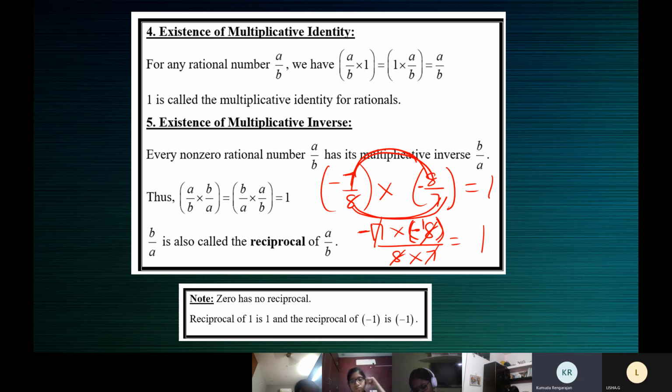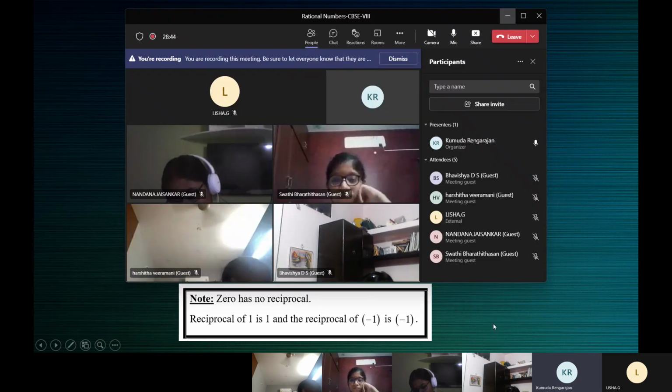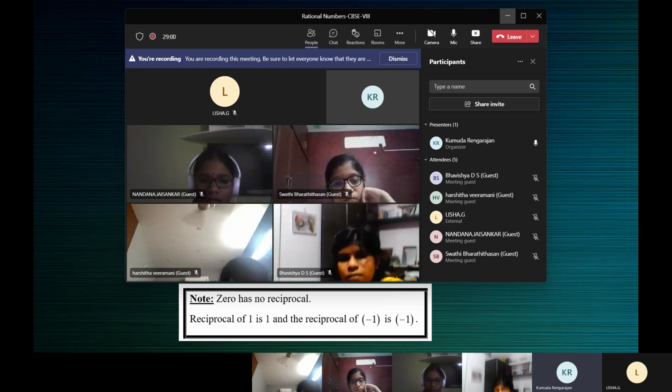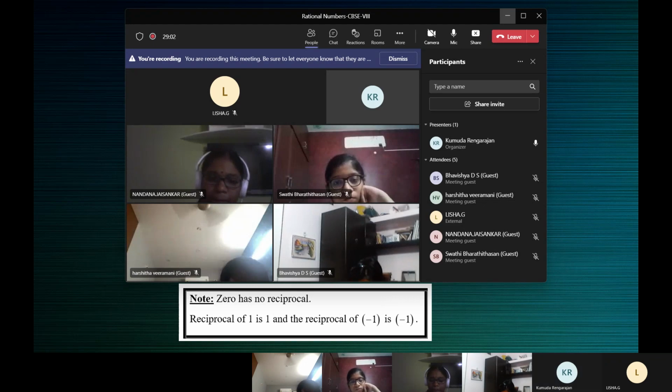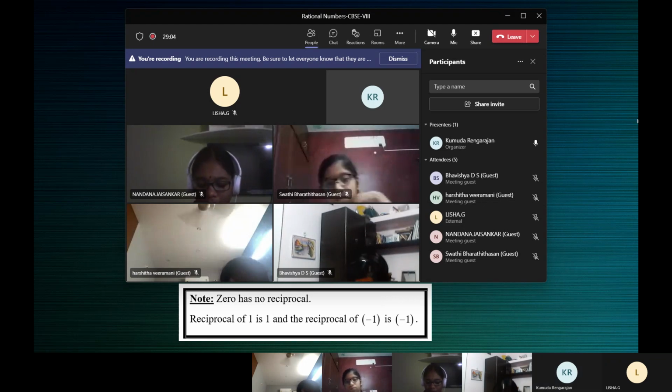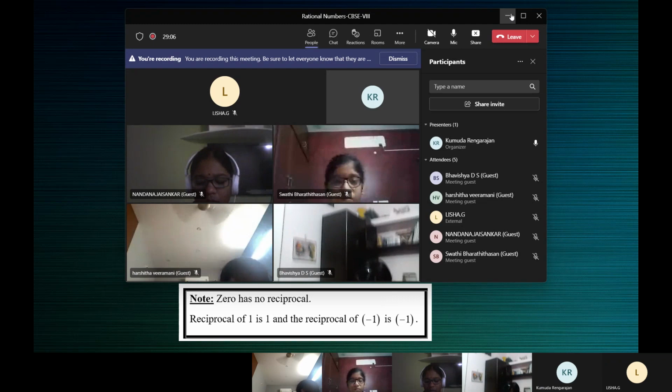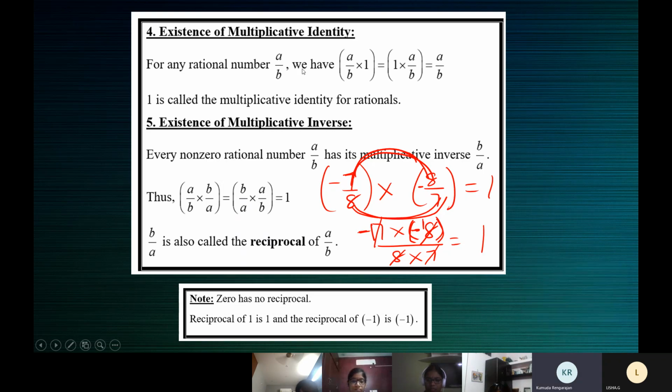For additive inverse, you must change the sign. You should not turn the rational number. You should just change the sign. For multiplicative inverse, don't change the sign. Turn the rational number. Let's see it again.